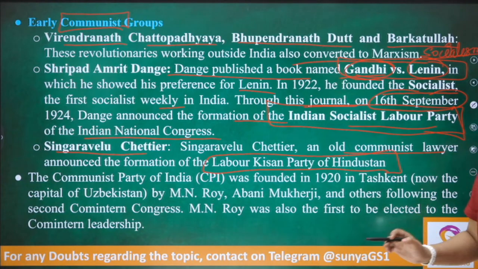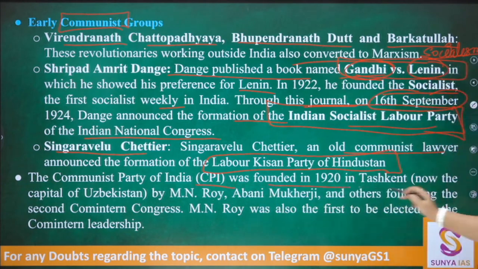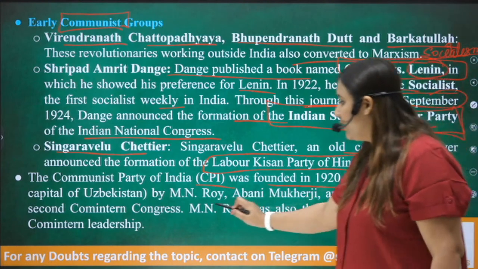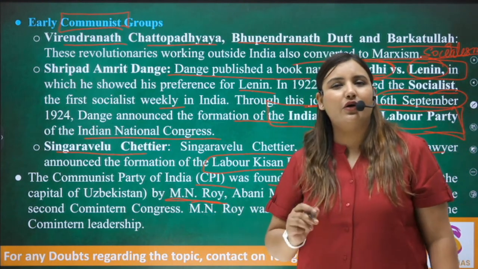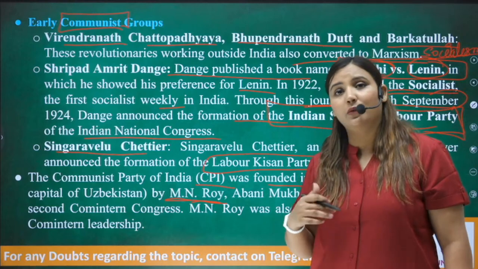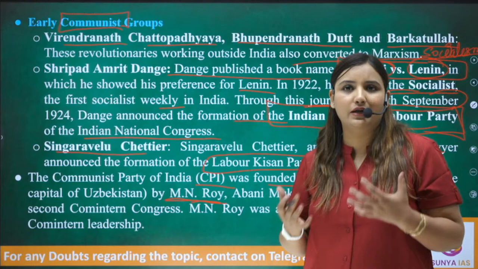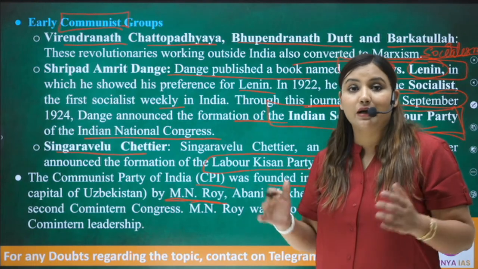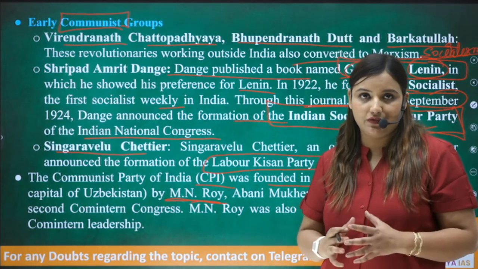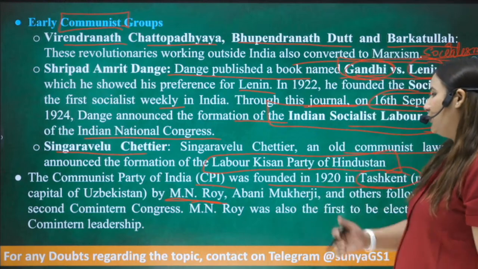The Communist Party of India, CPI, was founded in 1920 in Tashkent. And this is very, very important. Tashkent is now the capital of Uzbekistan. It was founded by M.N. Roy. Okay, M.N. Roy, a very important person. When we talk about the Constitution of India and the people who were always there at a very early stage, combining and managing things for us together, M.N. Roy was a very important person.